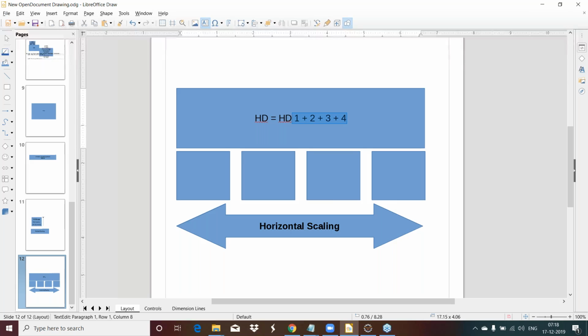Similarly, if we talk about the RAM capacity, the RAM capacity is going to be the RAM capacity of the first machine, second machine, third machine, and fourth machine. Similarly, if you talk about the CPU capacity, the CPU capacity is going to be the total.